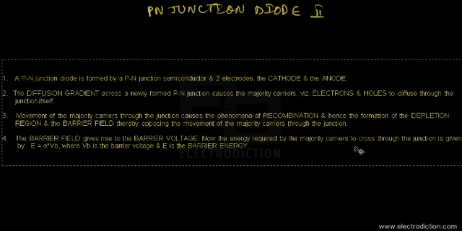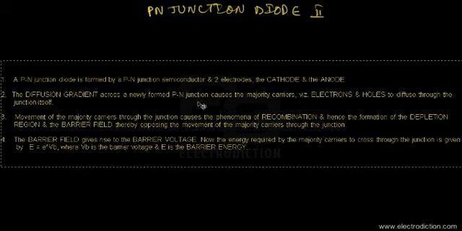Now the energy required by the majority carriers to cross through the junction under the barrier voltage is represented by E, which equals the product of small e times VB, where VB is the barrier voltage and capital E represents the barrier energy. So this term E equals e times VB represents the barrier energy, and e is the magnitude of the electronic charge. So we learned the following things in part 1 of our tutorial on P-N junction diodes.